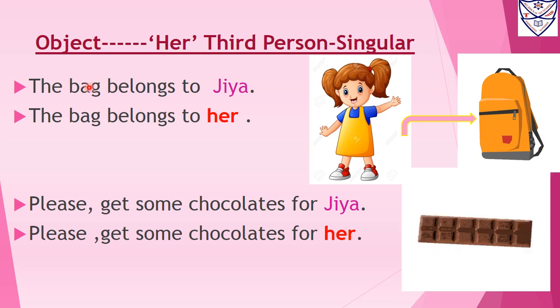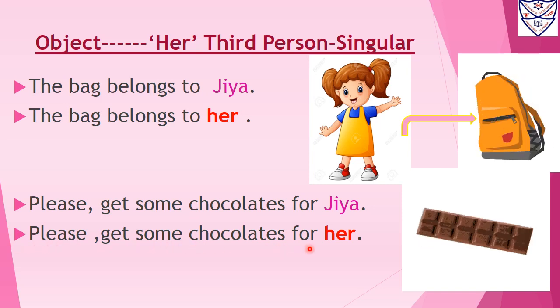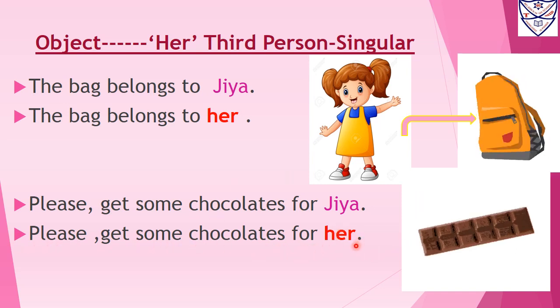The bag belongs to Jia. First Jia was ahead. Now Jia has come as an object. So instead of Jia, it will be her. So the bag belongs to her. So whose bag is that? Jia's. So I will say the bag belongs to her. Instead of Jia, we have used the word her. Please get some chocolates for Jia. So how will I say? Please get some chocolates for her. So here again instead of Jia we have used the word her.